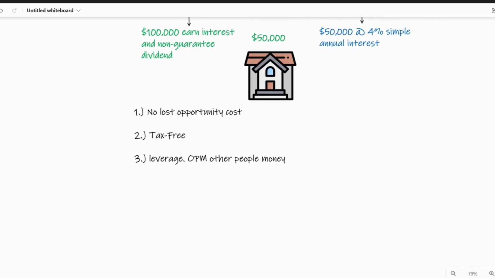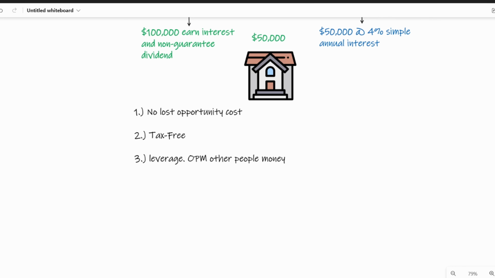Three things are happening here. One, no loss opportunity cost. Your $100,000 didn't lose its earning capacity to keep earning interest and non-guaranteed dividends. Two, tax-free. Loans are not considered as income, so it's tax-free. Three, leverage. OPM stands for other people's money.